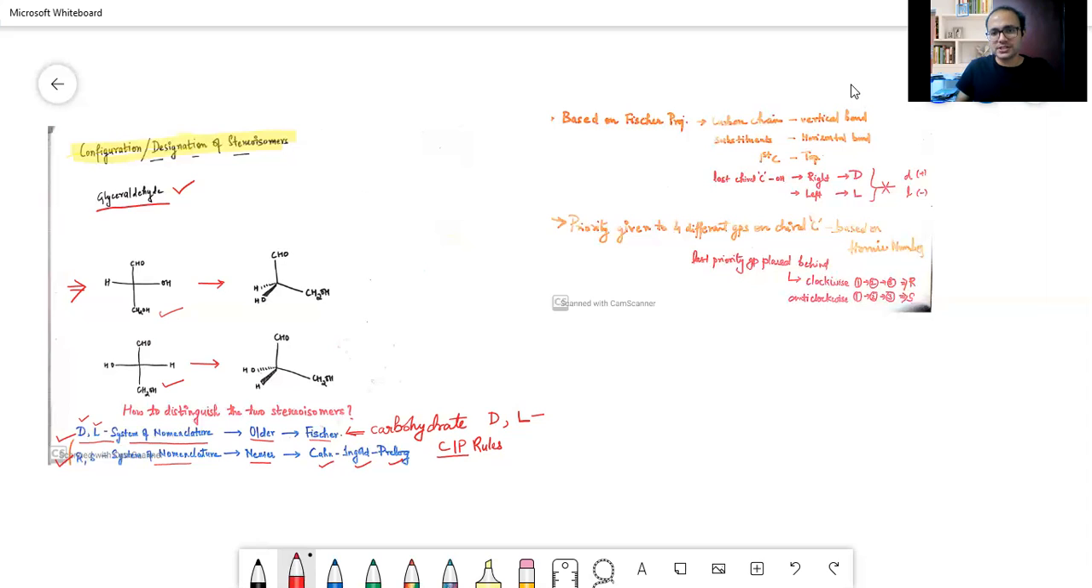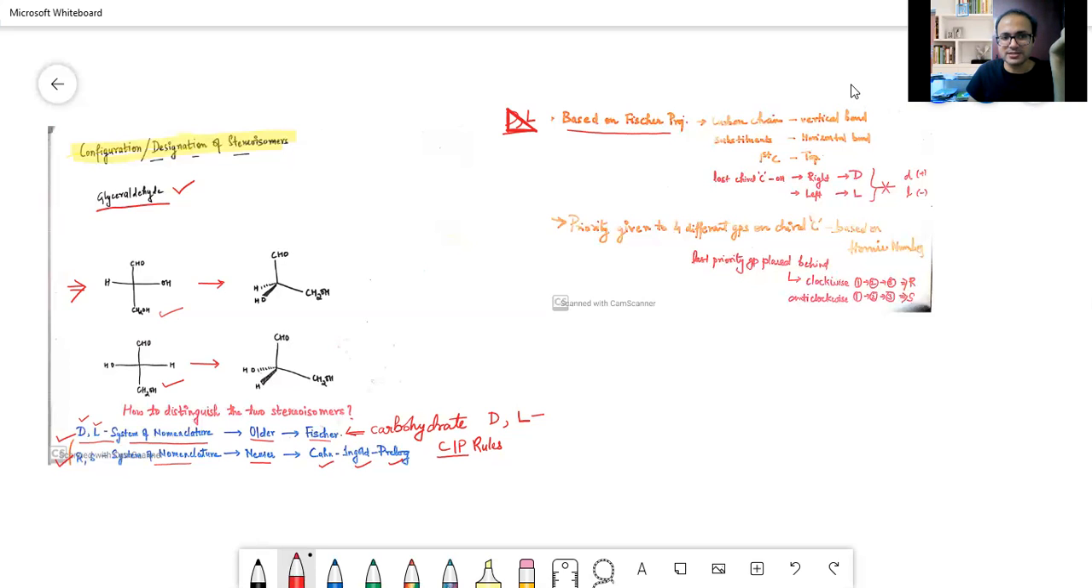So the first is the DL system of nomenclature. Let me write that down again for you. In the DL system of nomenclature, the basis for that nomenclature is nothing but the Fisher projection formulas. Basically in this, what you do is you write a particular molecule in the Fisher projection formula. What is the pattern in which you write them? You write the carbon chain in the vertical bond, and the substituents are arranged on the horizontal bond.